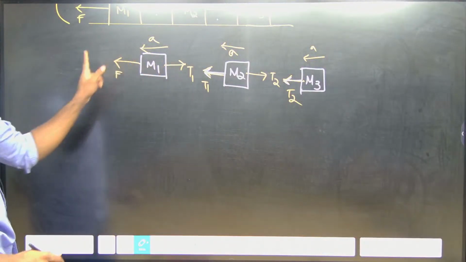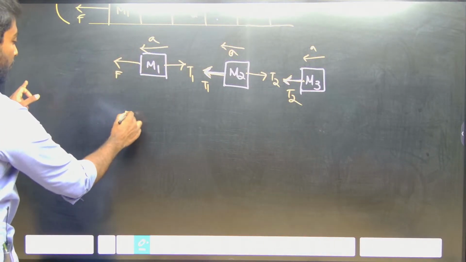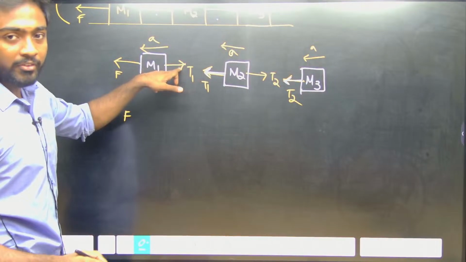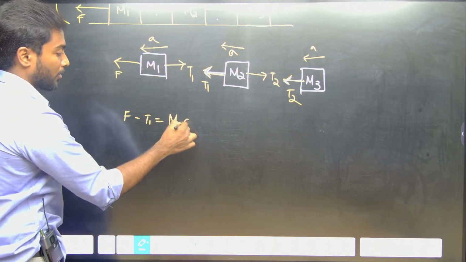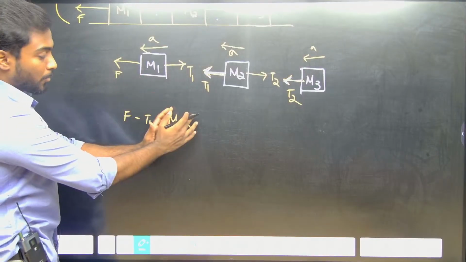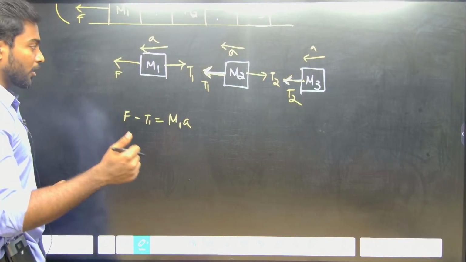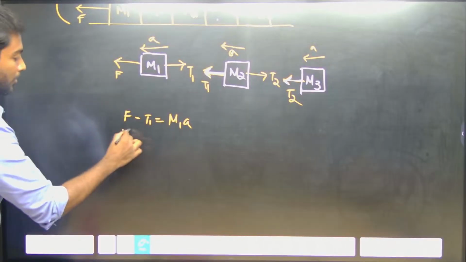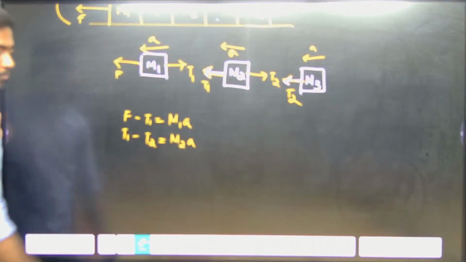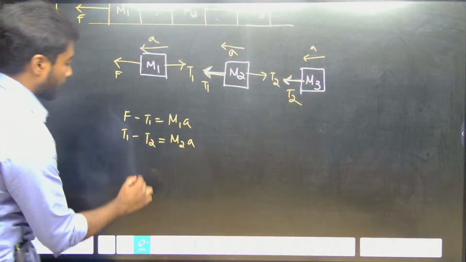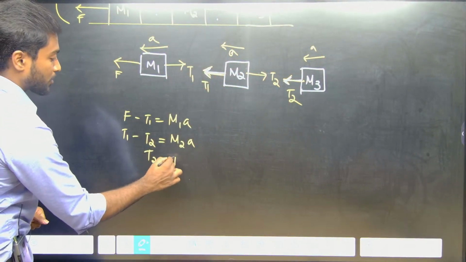So, in the acceleration direction, force is positive, F is positive, opposite direction, force is negative. So, F minus T1 should be equals to M1A, force should be equals to mass into acceleration. Got it? Now, the second one, T1 minus T2 will be equals to M2A. Now, the third one, T2 will be equals to M3A.